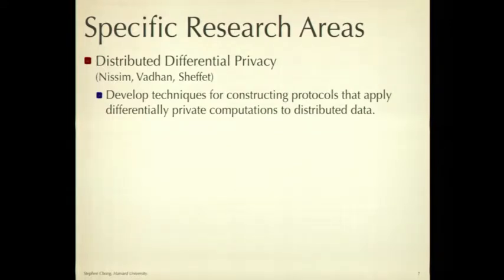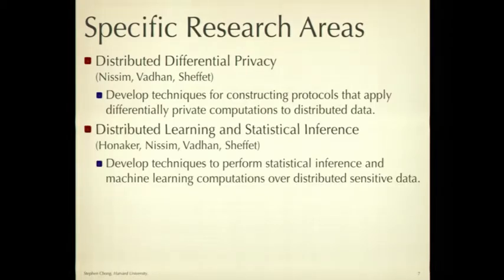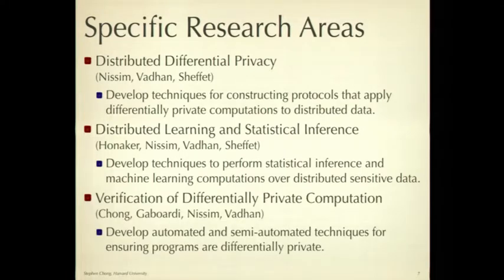Where perhaps many hospitals, each of which own hundreds or thousands of records. Distributed learning and statistical inference, again, considering how to perform computations over distributed sensitive data and understand the utility of the results of the algorithms in addition to the privacy guarantees. And as we develop these differentially private computations and implement them and want to run them, can we get assurance that they are in fact correct?